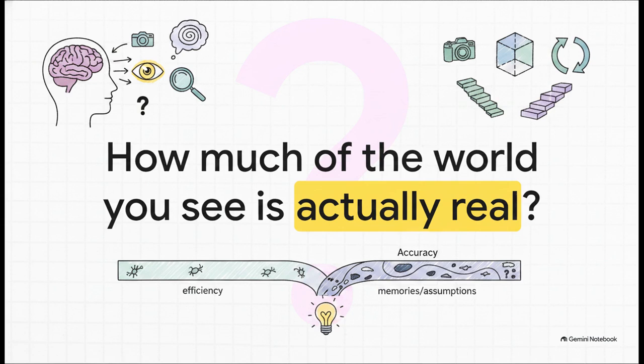I want to leave you with this provocative thought as we close out today's explainer. If your brain simply fills in the visual gaps to prioritize efficiency over accuracy, constructing your daily perception based heavily on memories and assumptions, how much of the world you see right now is actually real? It's a fascinating question to ponder, for sure.